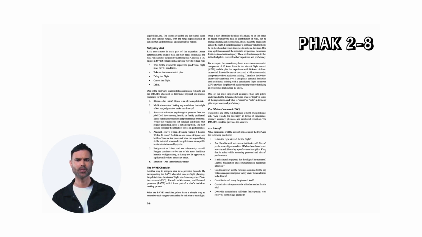If the pilot decides to continue with the flight, he or she should develop strategies to mitigate the risks. One way a pilot can control the risks is to set personal minimums for items in each risk category. These are limits unique to that individual pilot's current level of experience and proficiency. For example, the aircraft may have a maximum crosswind component of 15 knots listed in the Aircraft Flight Manual, AFM, and the pilot has experience with 10 knots of direct crosswind. It could be unsafe to exceed a 10-knot crosswind component without additional training. Therefore, the 10-knot crosswind experience level is that pilot's personal limitation until additional training with a certificated flight instructor, CFI, provides the pilot with additional experience for flying in crosswinds that exceed 10 knots.